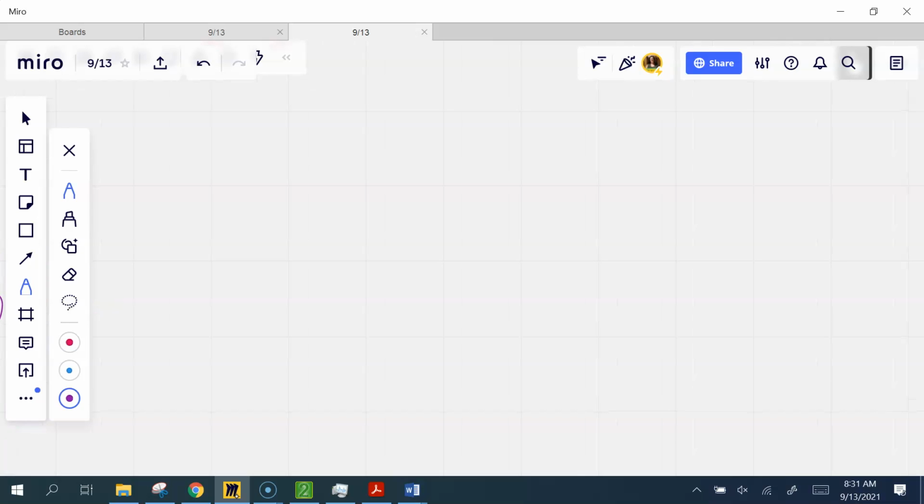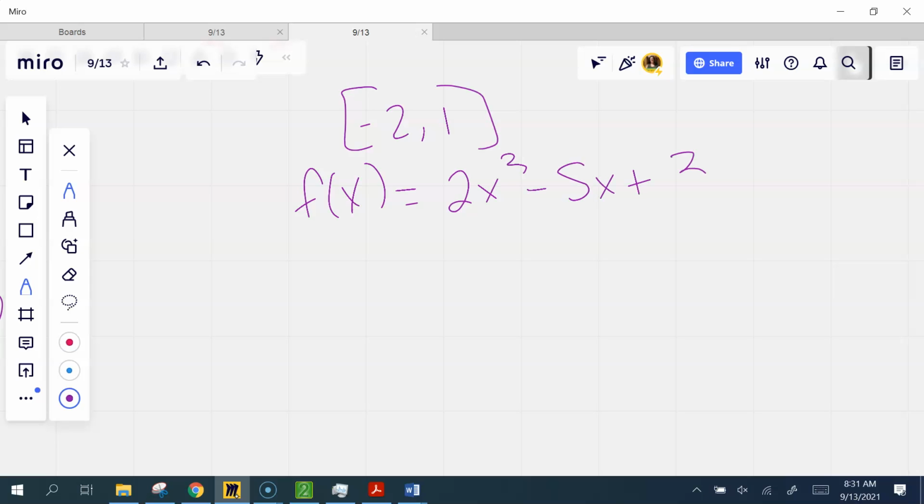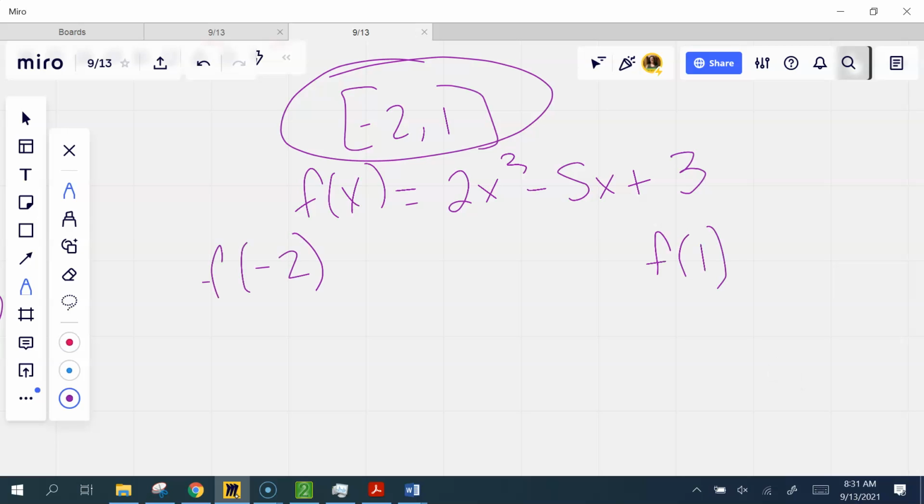Number 5 was average rate of change over the interval -2 to 1. Average rate of change was just the slope. The biggest problem there, you had -2 to 1. You had f of x equals 2x cubed minus 5x plus 3. I don't know what happened here, but a lot of people missed points on this one. This is the interval that I'm looking at, right? Those are my x values. So that means I need f of -2 and I need f of 1.